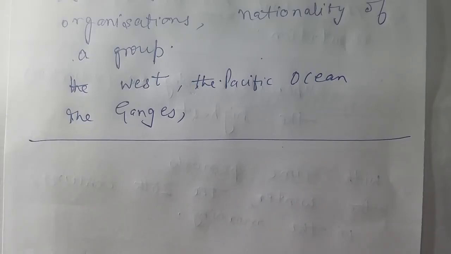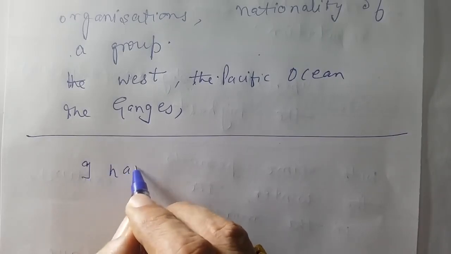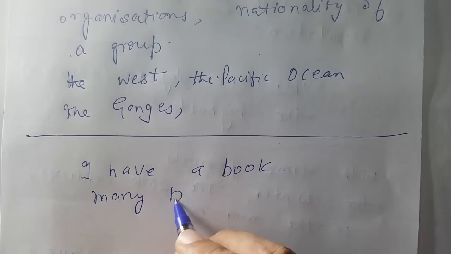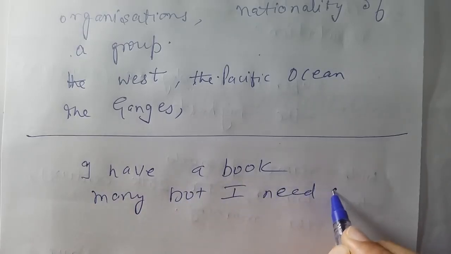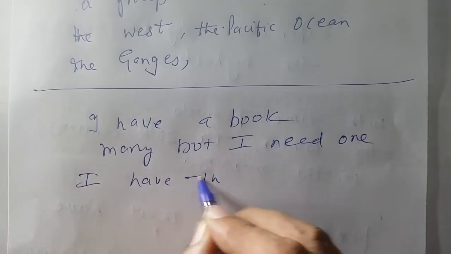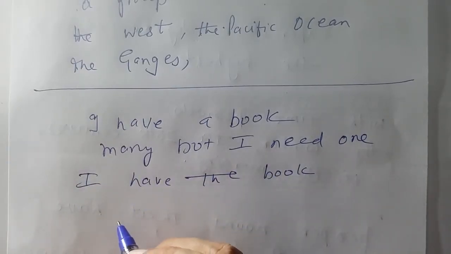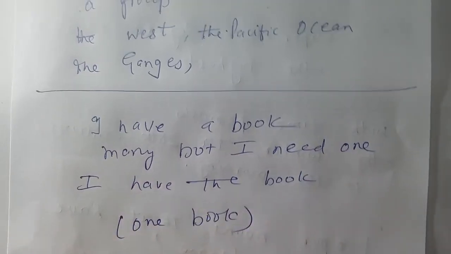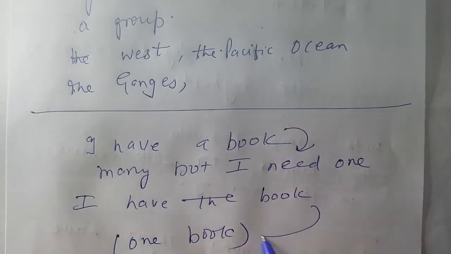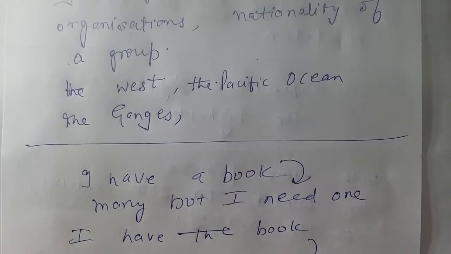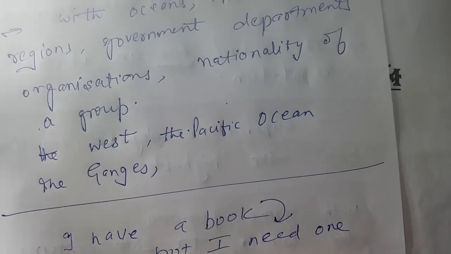I have a book. There are many, but I need one. I have the book. I need only a specific book. Just one book. This is it. This is one out of many. This is only one. This is the main difference. Right. So we have done some pages here and it took around 28 minutes in this discussion. That is related to articles.